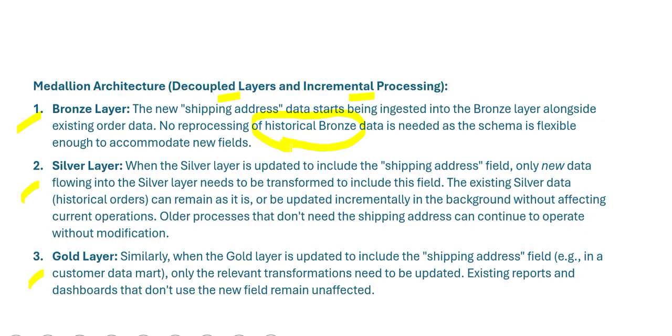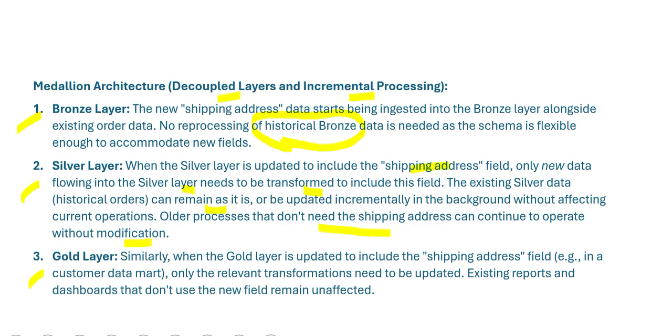Second, silver layer. When silver layer is updated to include shipping address, now what happens in silver layer? Now you have to update shipping address here. Only new data is flowing into silver layer that needs to be transformed. The existing data remain as it is. So old processes that don't need the shipping address will continue to operate without modification. No changes in that piece. So now there is a decoupling happening. Old system will continue working. Only for the new system they are making this change.